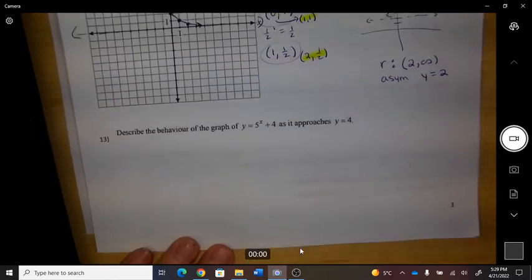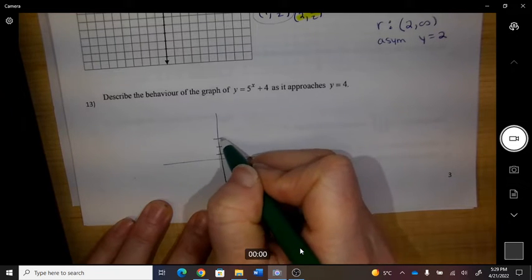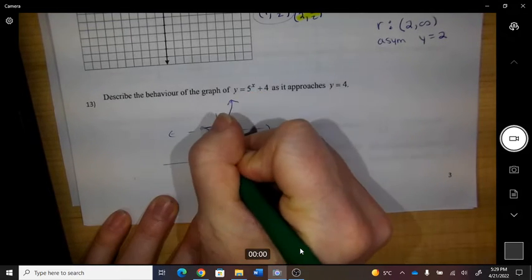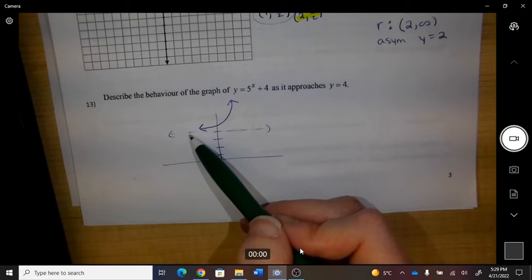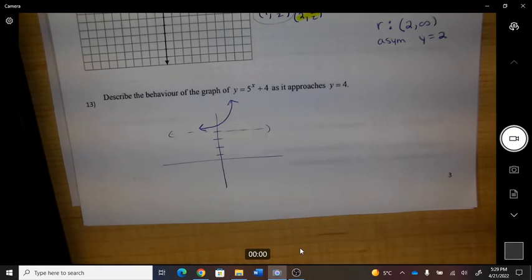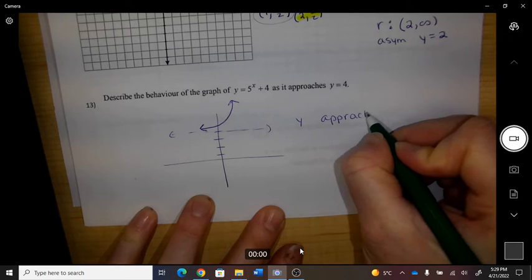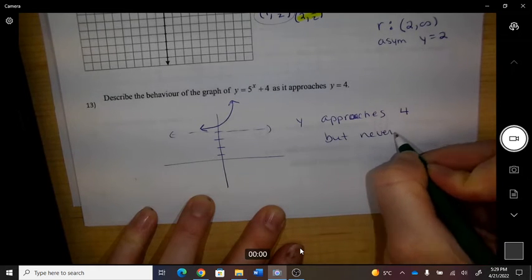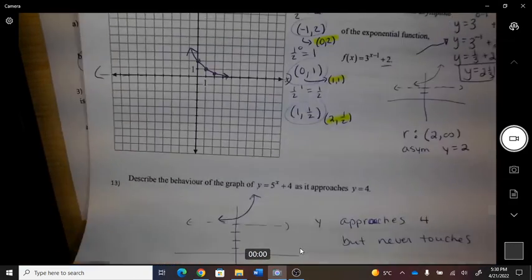of those questions. Describe the behavior of this graph as it approaches y equals 4. So this has a shift up 4, and 5 to the x means it will be like that. So what's the behavior? As you're moving left, your y values are going to be approaching 4 and never touches it. So y approaches 4 but never touches it. You can see how if I keep going, I'm going closer, closer, closer, but never touching it or crossing it.